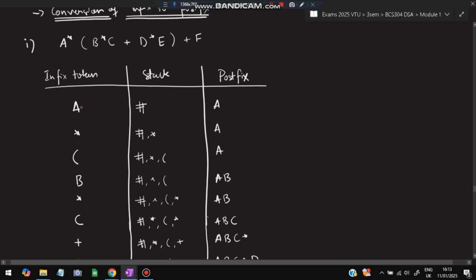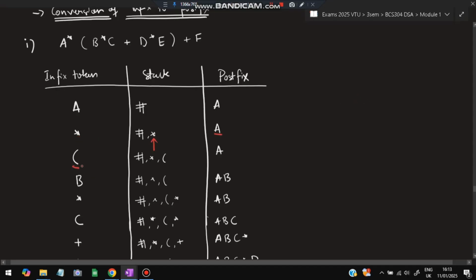Whenever a letter or a number comes, you have to observe carefully, you'll be putting it directly into the postfix. Don't miss this. If an operator comes, then only we'll push it to the stack. So now star, is star an operator or a letter? Star is an operator, so we'll be pushing it into the stack here, and A will remain as such.